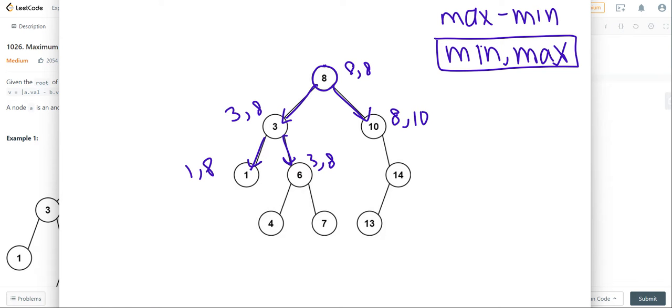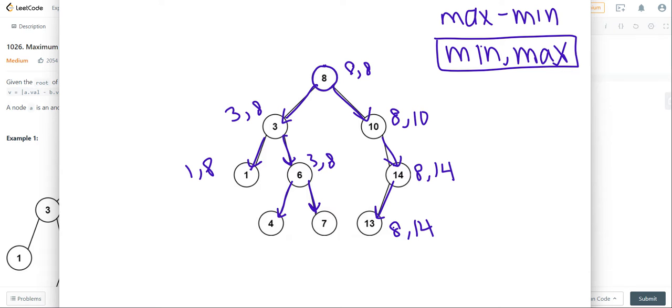You go back down here, still doesn't affect anything. Here still doesn't affect anything. Continue on this right side, we go down 8 comma 14, and this remains 8 comma 14. So all we did was go down and find the max and min in that specific branch.